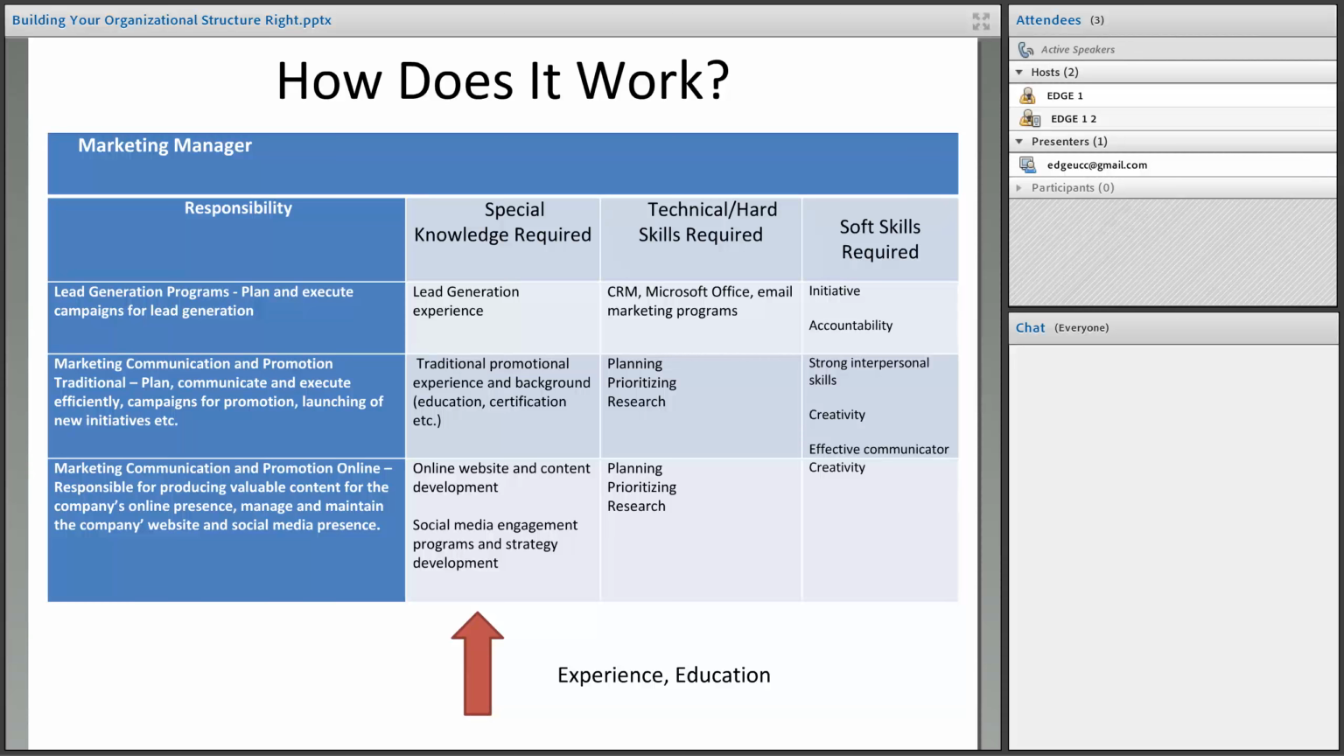So overall job objective, the marketing manager will be in charge of lead generation and promotional activities both in traditional and online. This includes the planning, executing, and coordinating the roles and responsibilities detailed below, either personally or through staff and/or third-party providers. Roles and responsibilities, lead gen programs, marketing communication, and promotion. And lo and behold, when we put it right on top of what we've outlined in our job components and responsibilities, we now have a job description.